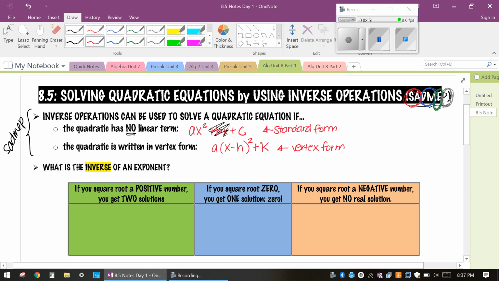Now, do you know what the inverse of an exponent is? Remember, an inverse cancels something. So the inverse of addition is subtraction. The inverse of multiplication is division. The inverse of an exponent is a root. Okay, go ahead and pause the video. Make sure you have everything written down that I have written so far.